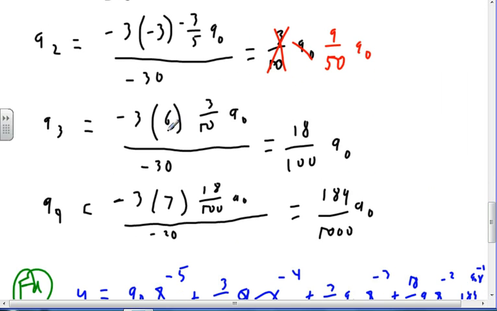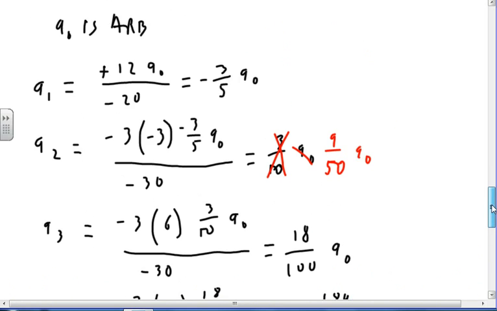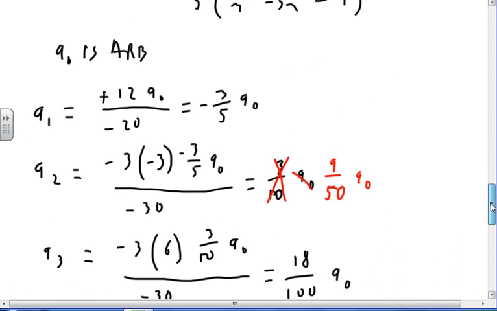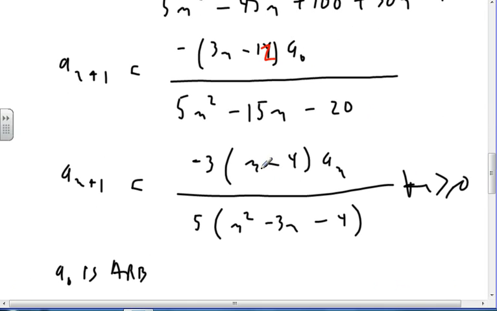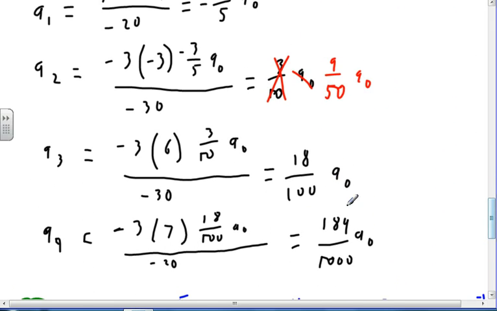Okay, so now n is equal to 2. So when n is 2, this is going to be minus 3 times minus 2, which is a minus 6. So this is a minus 6.